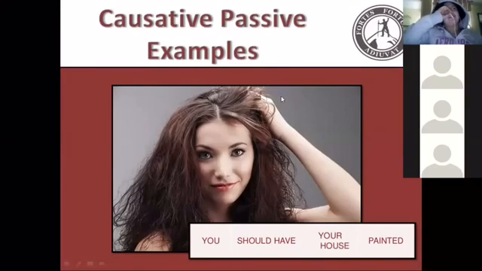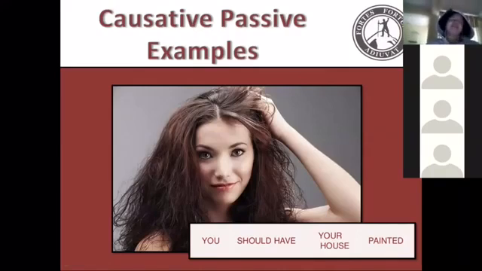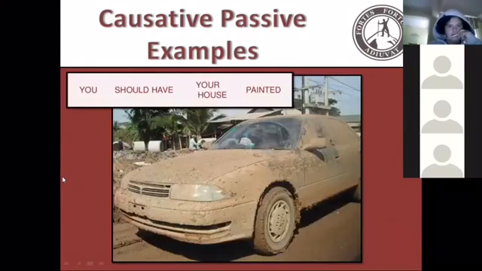Oh, you should visit a stylist. That is a recommendation, but remember we're trying to use causative passive. So what would the stylist do, Dara? What verb could we use in English? So styled could be your verb. You could have your hair styled by a stylist.